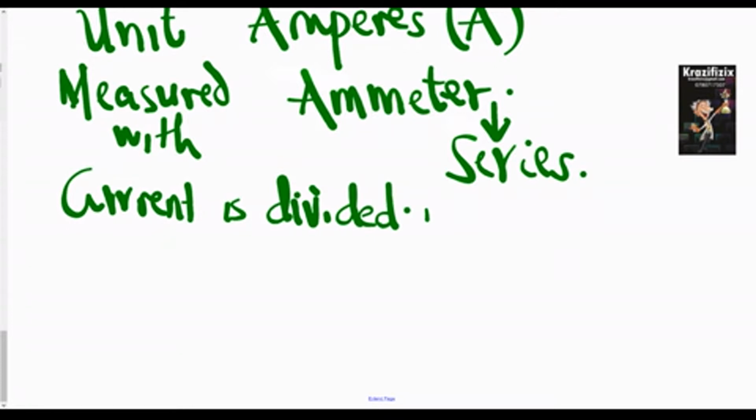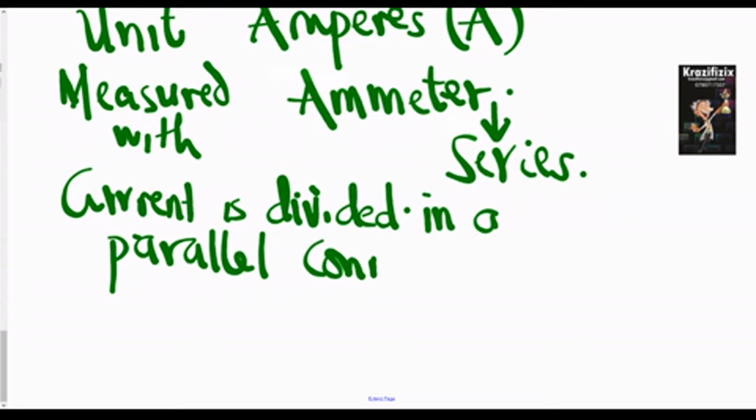Current is divided in a series connection. Current is divided in a parallel connection. We will explain this just later on, but we're just quickly writing everything we know about current.